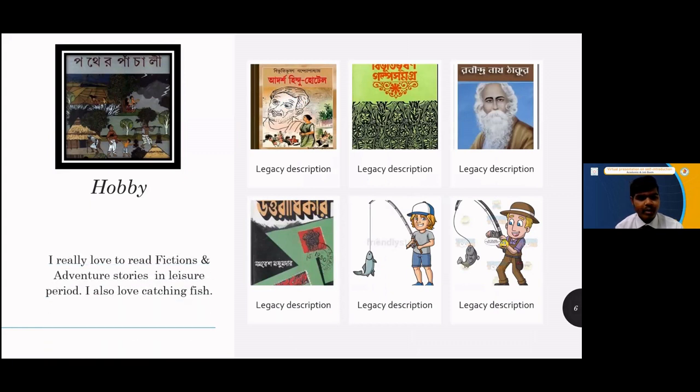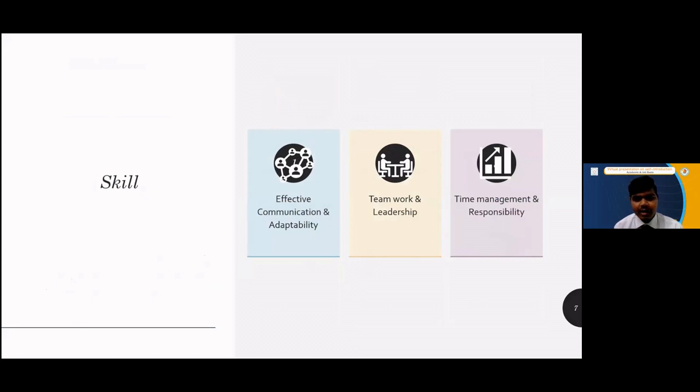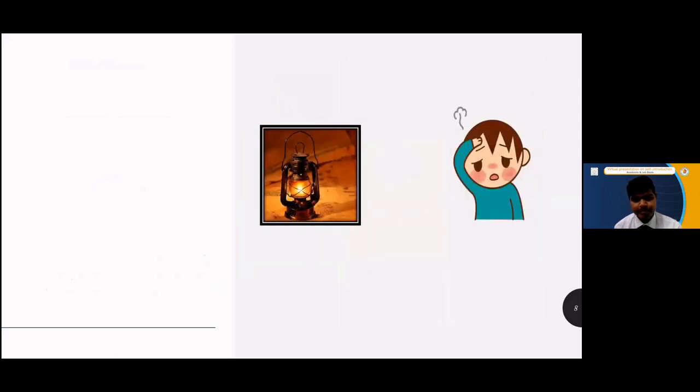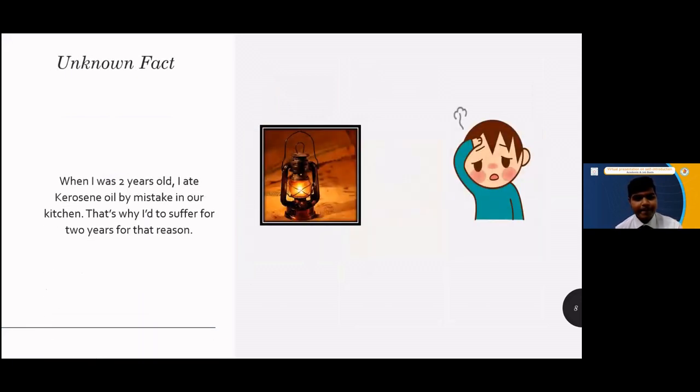My hobby. I really love to read fiction and adventure stories in my leisure time. I also love catching fish. Skills. My skills are effective communication and adaptability, teamwork and leadership, time management and responsibility. Unknown fact about me. When I was 2 years old, I drank kerosene oil by mistake in our kitchen. That's why I had to suffer for 2 years. Thank you. That's the end of my slide. If you have any questions, you can ask me.